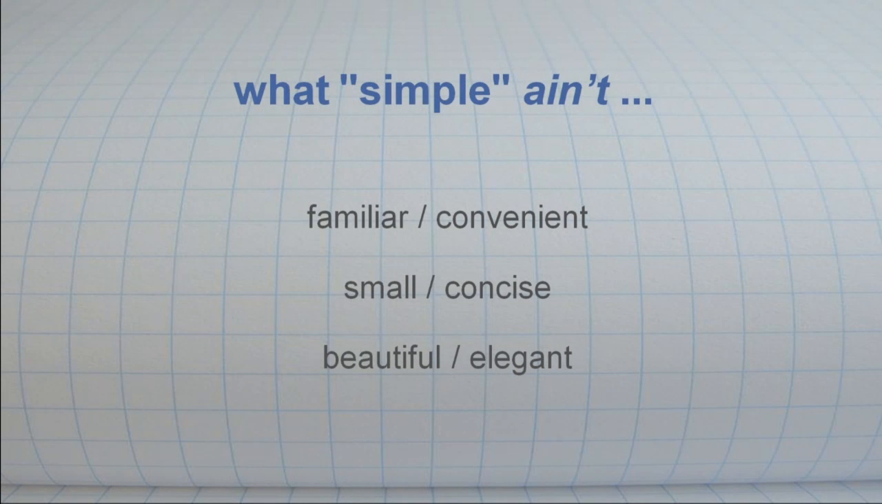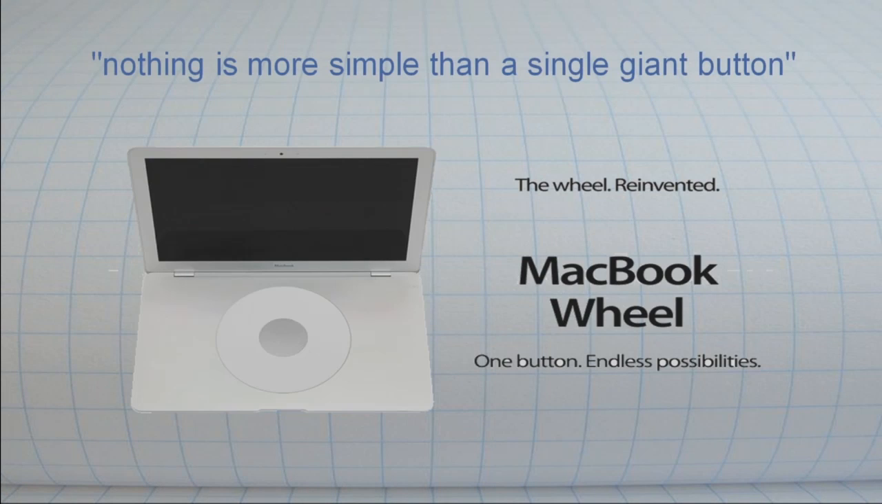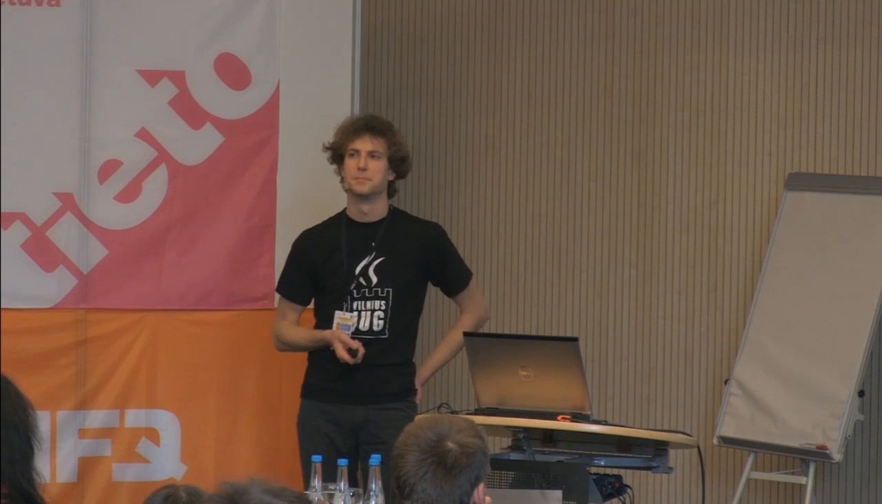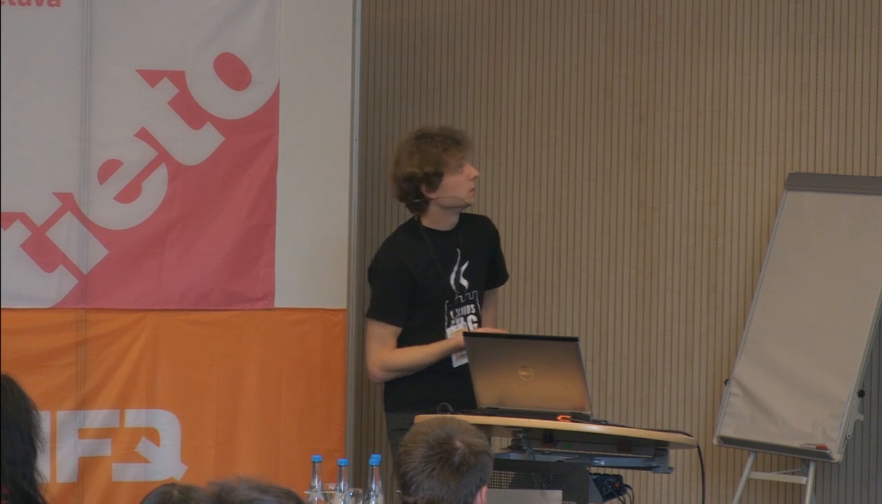So what is simple? Well, take the MacBook Wheel. It's a fake product. It wasn't really built, but there was a commercial, maybe you've heard of it, of a MacBook that has only one button. Is it easy to use? Well, it looks easy to use. It's only one button. Is it familiar? Yeah, we know what Mac is. Is it convenient? Is it beautiful and elegant? Of course it is.